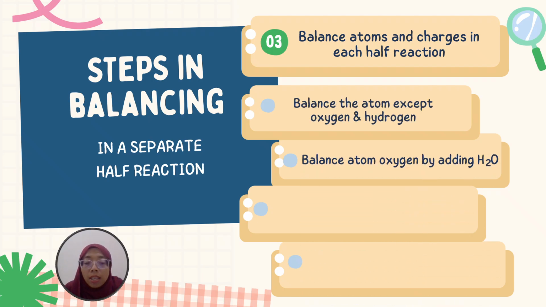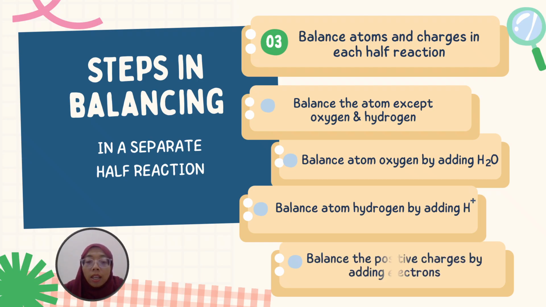atoms other than hydrogen and oxygen must be balanced first, and then next balance the oxygen atoms by adding H2O or water, and then next balance the hydrogen atoms by adding H plus, and then balance the positive charge by adding the electron.